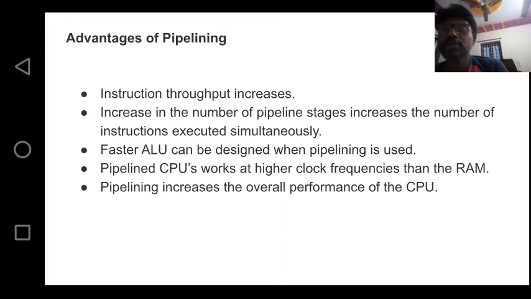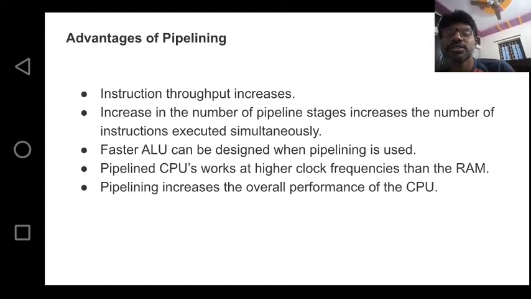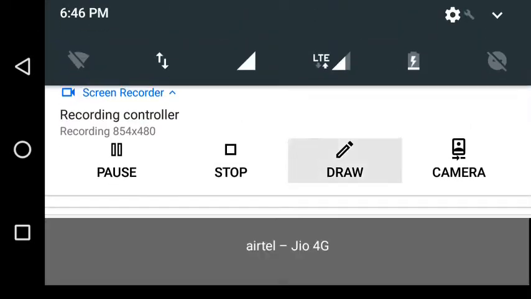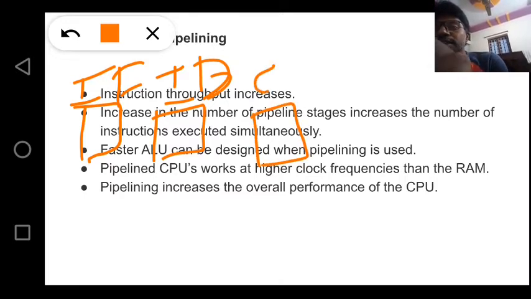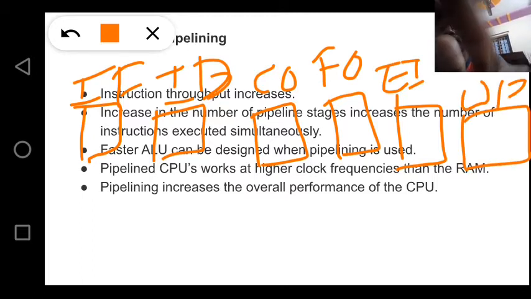Now the second advantage with pipelining is that an increase in the number of pipeline stages increases the number of instructions executed simultaneously. The process of execution can be initiated with more stages. If you have more stages, let's assume my instruction stages, as I said, are instruction fetch, instruction decode, calculate operand, fetch operand, execute instruction, and finally write the result.